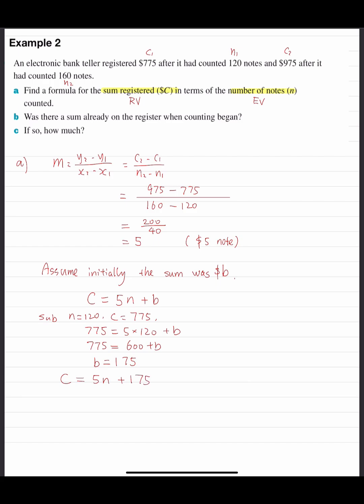Now let's answer part B as well. Part B says, was there a sum already on the register when the count began? Yes. Of course it's a yes, otherwise you won't see the vertical intercept. And for part C, if so, how much? That's $175. So these are the two examples of using linear relations to construct a model.